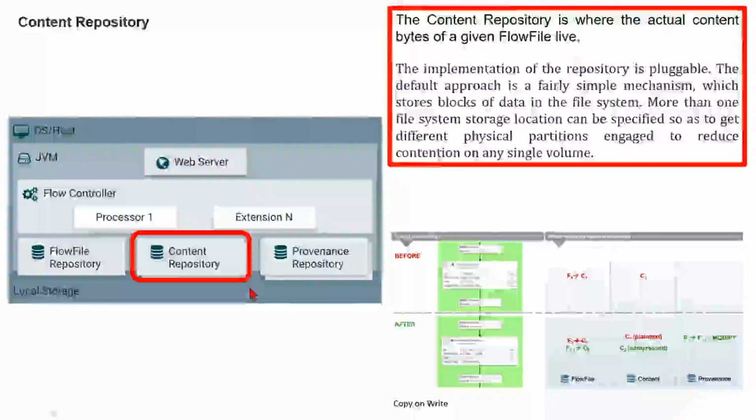The content repository is where the actual content bytes of a given flow file live. The implementation of the repository is pluggable. The default approach is a fairly simple mechanism which stores blocks of data in the file system. More than one file system storage location can be specified so as to get different physical partitions engaged to reduce contention on any single volume.